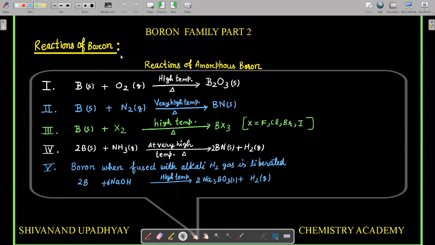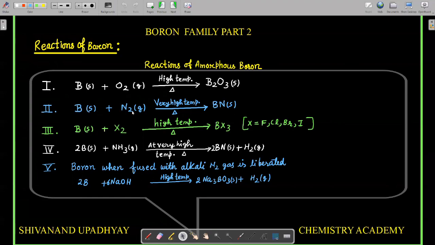Properties or reactions of boron. So reactions of amorphous boron. Amorphous boron is more reactive than crystalline boron. So that's why we are doing reactions of amorphous boron. So very simple. The first reaction is reaction with oxygen. It will form its oxide, that is boron sesquioxide, B2O3. This reaction will take place at high temperature because boron, either amorphous or crystalline, has a boron-boron bond, which is a covalent bond, right? So reactivity will take place at higher temperature.